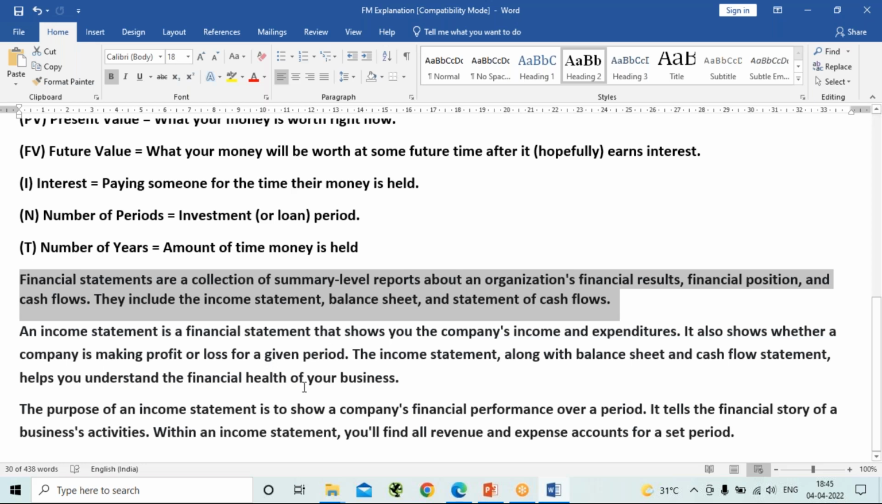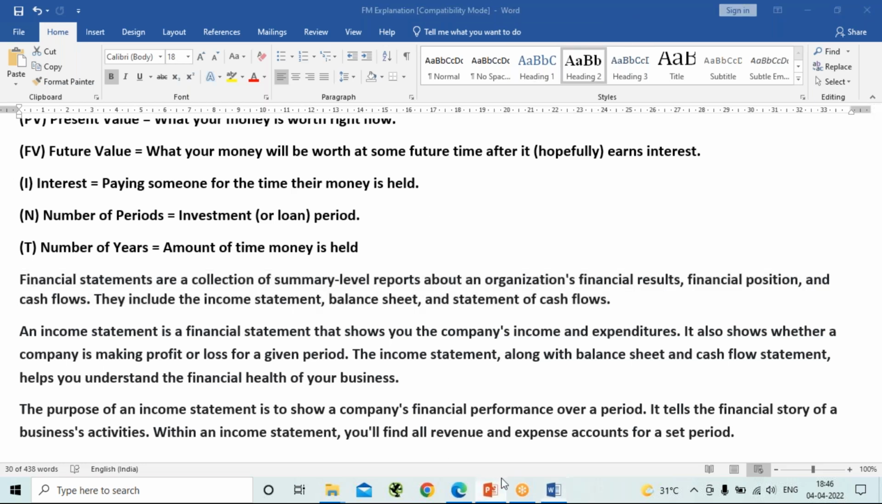Now first and foremost we are going to talk about the income statement. An income statement is a financial statement that shows the company's income and expenditures. It also shows whether a company is making a profit or loss for a given period. The income statement, along with the balance sheet and cash flow statement, helps you understand the financial health of your business. The purpose of an income statement is to show a company's financial performance over a period. It tells the financial story of a business's activities. Within an income statement, you will find all the revenue and expense accounts for a set period.